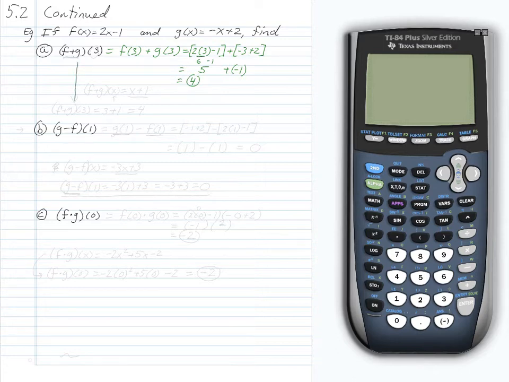But another way to look at it would be to plug 3 into the function that we found, the function f plus g. So remember that f plus g of x is x plus 1. Alright? So with that in mind, f plus g of 3 is going to be the result of plugging 3 into this function.